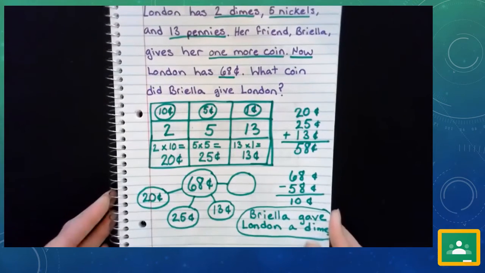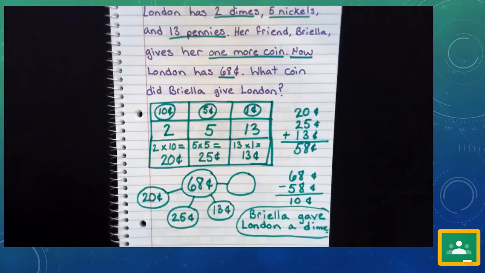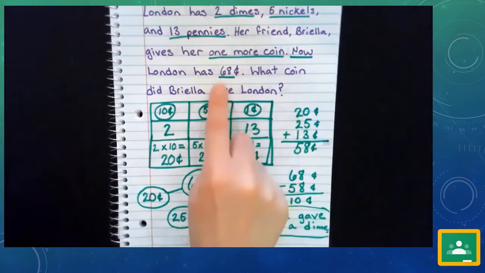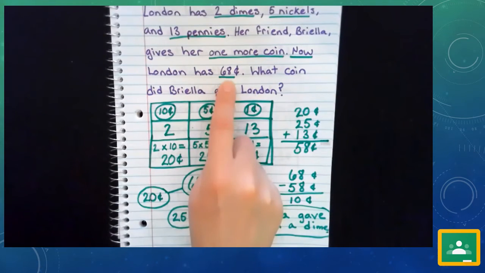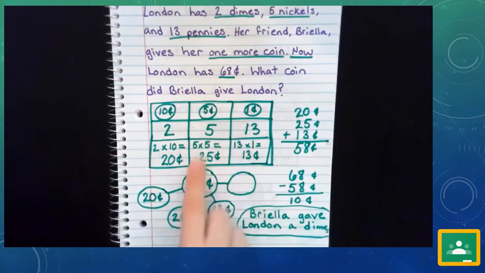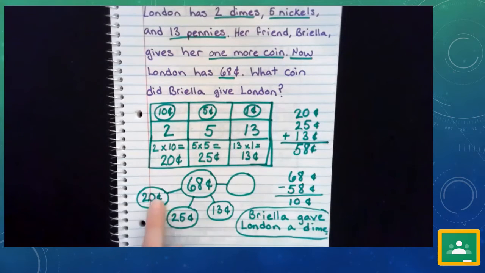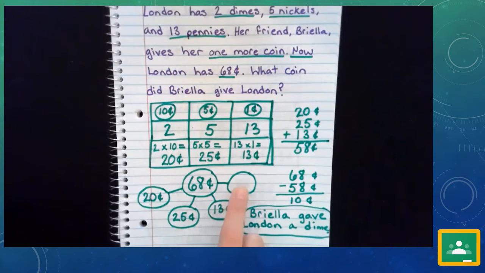So I looked back in the problem and I remembered that London now has 68 cents. So I know what she has now. She has 68 cents. And there are the 3 categories, the 3 different coins that make up the 68 cents. But there's that missing coin.